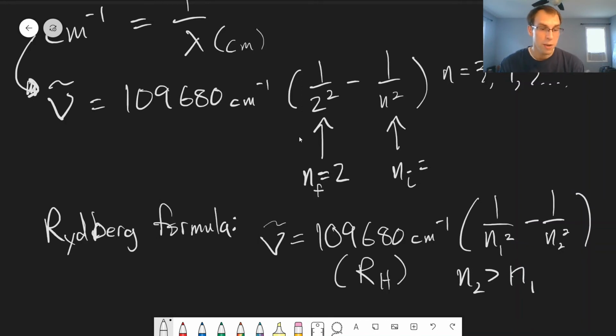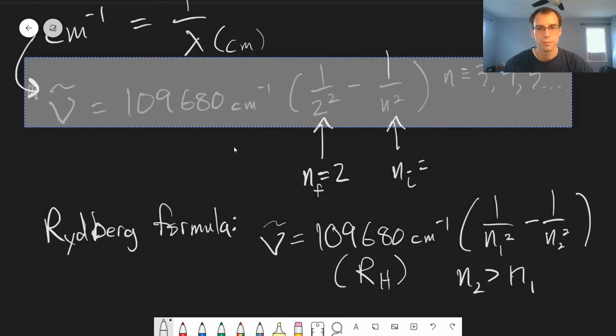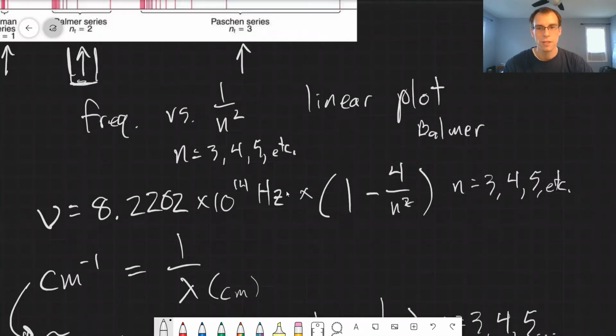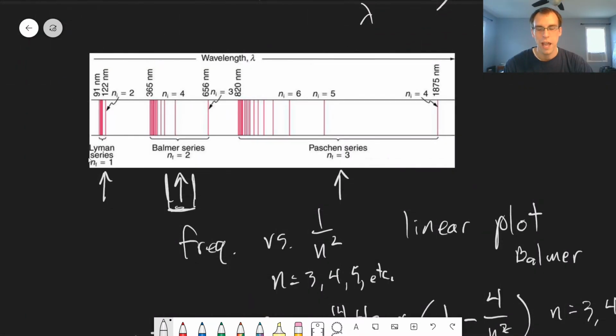For the Balmer series, n1 is specifically 2. If we go back up to our plot of all the different series, we see we have different n values here. For the Lyman series in the ultraviolet, n1 is equal to 1. For the Balmer series, n1 is equal to 2. For the Paschen series, n1 is equal to 3. And you can continue on. We also see this relationship where, as the other n value increases, the lines get closer and closer together, and we end up with a specific limiting behavior.